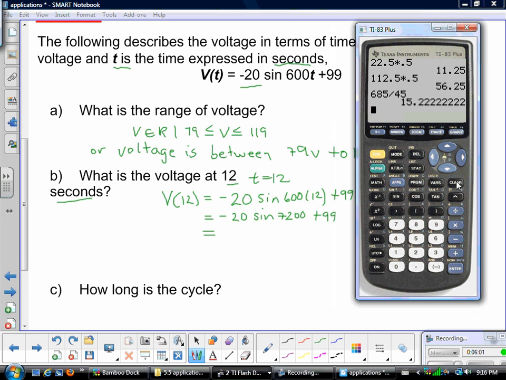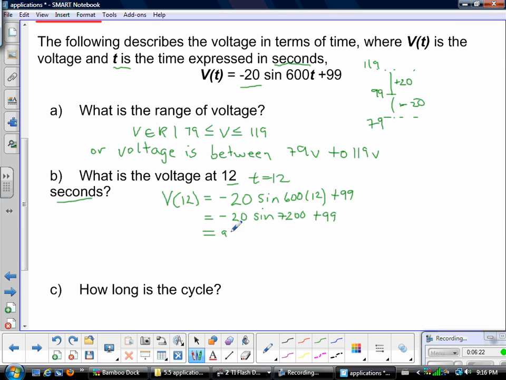And amazingly, I have a graphing calculator just lying around on my computer. Okay, so I'm going to clear whatever I had there. So I have negative 20 times the sine of 7,200. I'm going to close the bracket because I don't trust calculators. And I get 99. So that means I am right in the middle of my graph. Okay, so what is the voltage? The voltage is 99 volts.